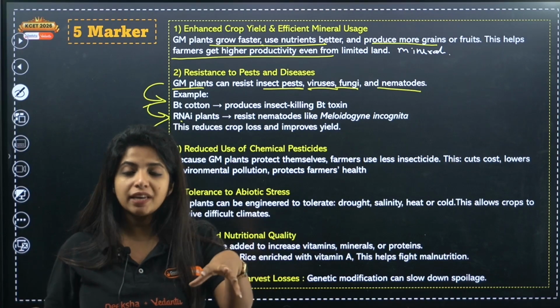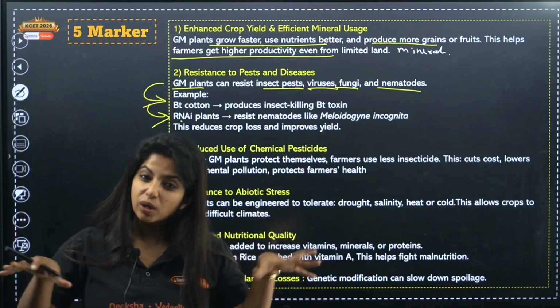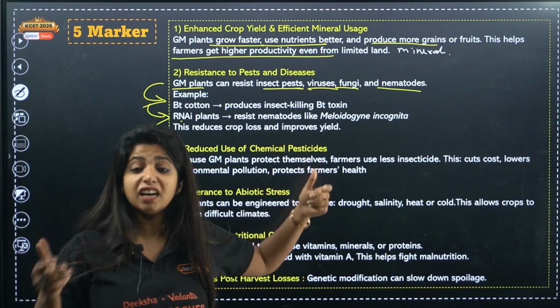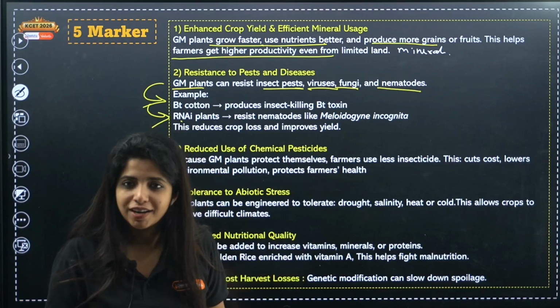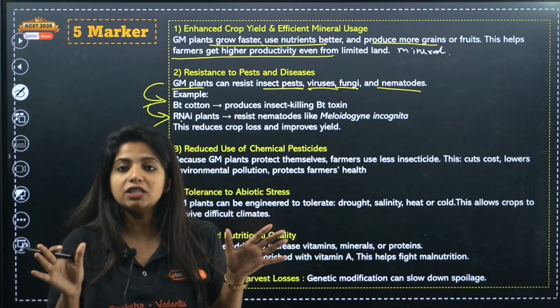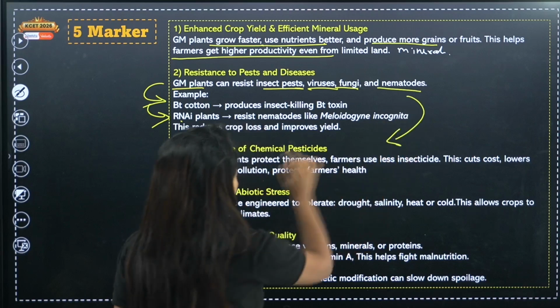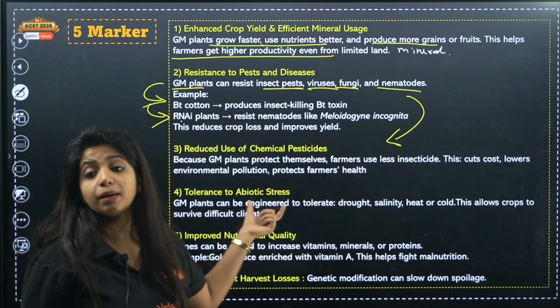When you put insecticide, it goes into the soil and the soil's fertility also goes down. So in this way, reduced use of chemical pesticides, and the pesticide costs way too much. Anyway, the plant is pest resistant, so do I need chemical pesticide very much? No. So these two points are kind of interlinked. Now, tolerance to abiotic stresses.